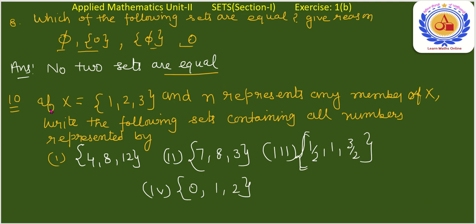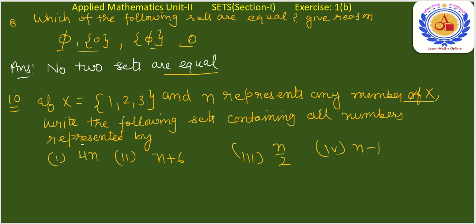In question number 10, x is containing elements 1, 2, 3 and n represents any member of x. Write the following sets containing all the numbers represented by, in part number 1, 4n, n plus 6, n by 2, n minus 1. फर्स्ट पार्ट में देखो n कहाँ से आना है, n जो है दैट इज मेंबर ऑफ x, एनी मेंबर ऑफ x. तो हमने सेट लिखना है.